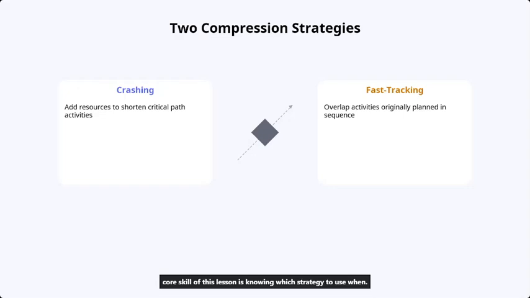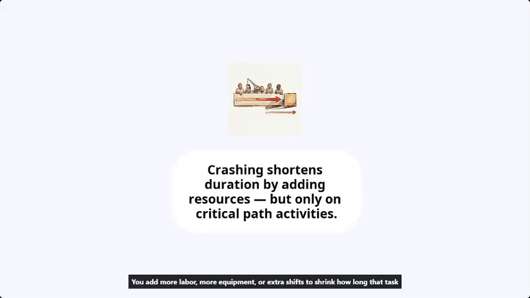Crashing a schedule means piling extra resources onto a critical path activity. You add more labor, more equipment, or extra shifts to shrink how long that task takes. But here's the catch: crashing only helps if you're working on a critical path activity. Speeding up a non-critical task does absolutely nothing for your finished date. So in P6, your first step is to identify those critical activities, then you model the additional resources.